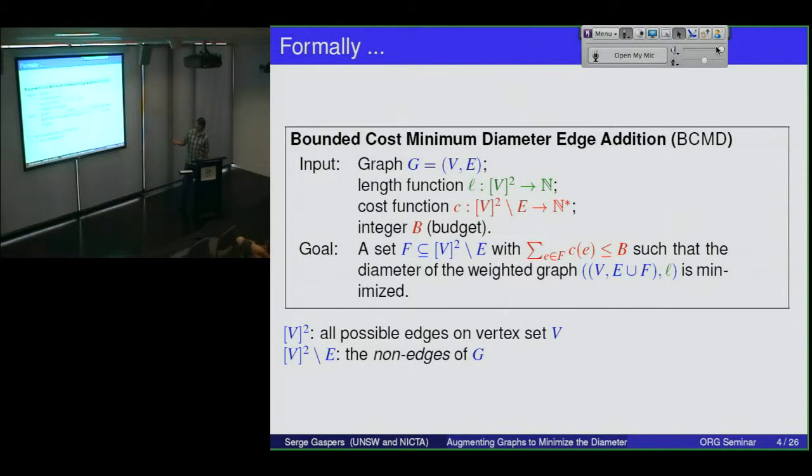I assume here that the costs are non-zero. If you have an edge with cost zero, then you would just add it to the graph for free. So all edges and non-edges have lengths, and all non-edges have costs. And you could look at the edges that are already present as edges with cost zero. So you just add them for free, and that's your starting point. So we want to minimize the diameter of this graph, and we have a budget at our disposal.